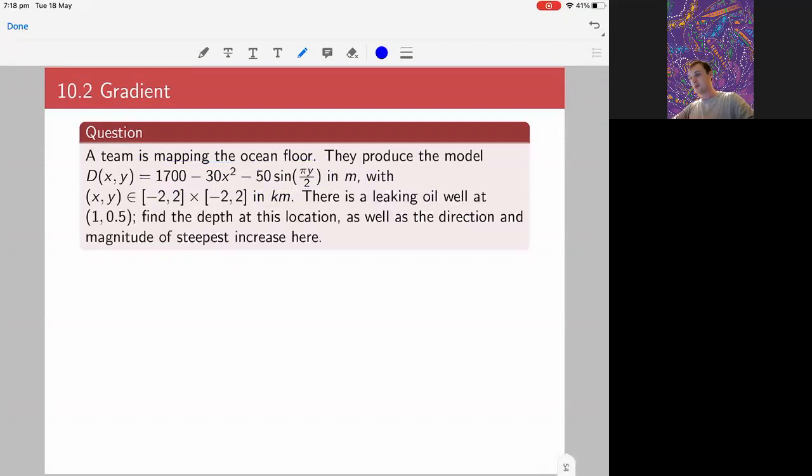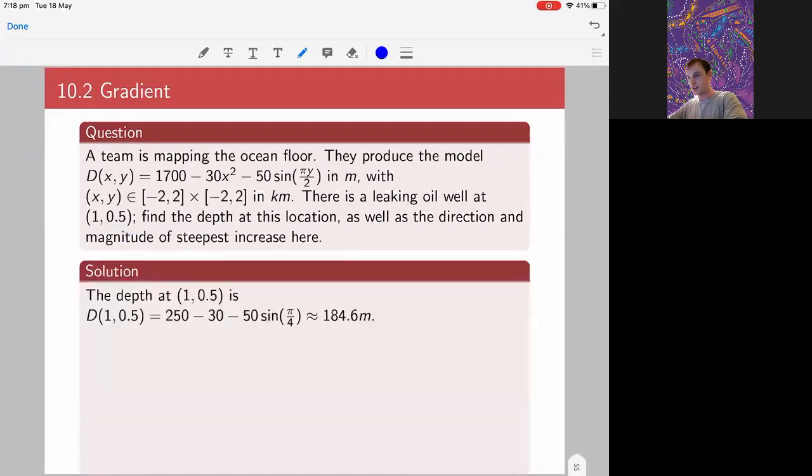Well, the problem is there happens to be a leaking oil well at the points x equals 1 kilometer and y equals 0.5 kilometers. Find the depth at this location as well as the direction and magnitude of the steepest increase. Steepest increase, this is a question we can answer using gradients.